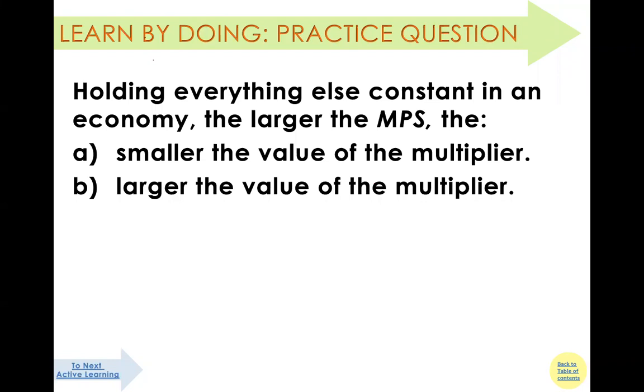Okay, so before I move to the consumption function, let's look at this practice question. Holding everything else constant in the economy, the larger the MPS, what happens to the value of the multiplier? There are two parts, right? Number one, MPC plus MPS equals 1. And number two, multiplier equals 1 over 1 minus MPC. So there are two equations. If we have a larger MPS, the first equation tells you the MPC is going to be smaller. Now with a smaller MPC, the second equation tells you the multiplier is going to be smaller. Okay, so the answer is A.